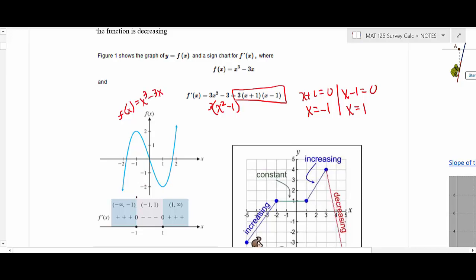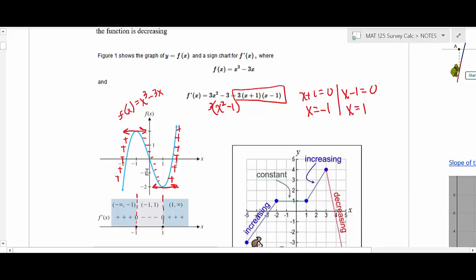If you did a sign chart, so if you looked at x equals -1, the derivative would be 0 right there at -1. The derivative would be 0 here at 1. And then you would find that the derivative would be positive in here, negative in here, because the tangent line's negative, and then positive here. That's what I was showing you with those two applets.